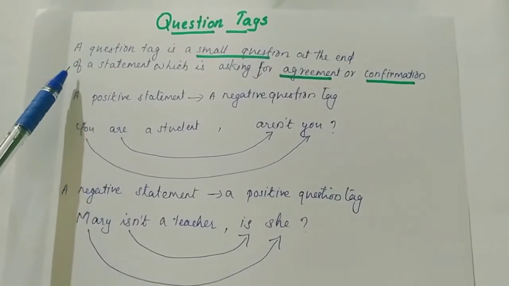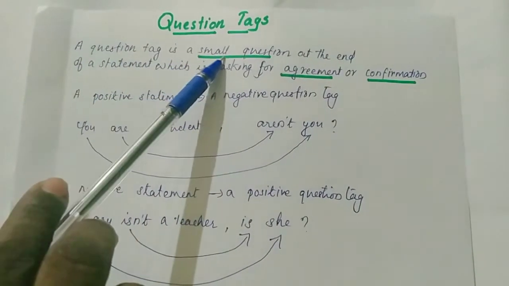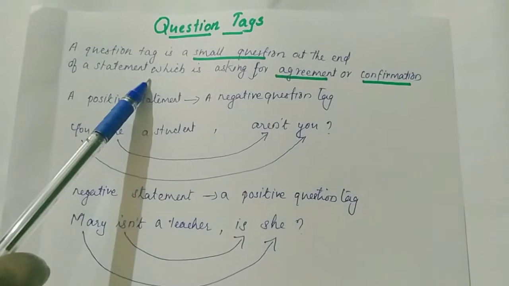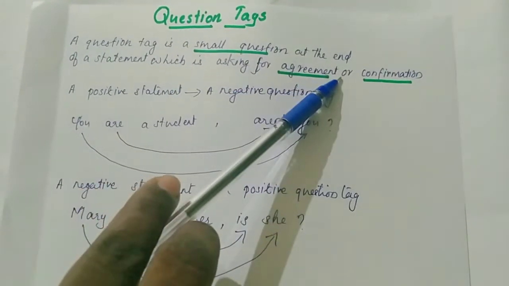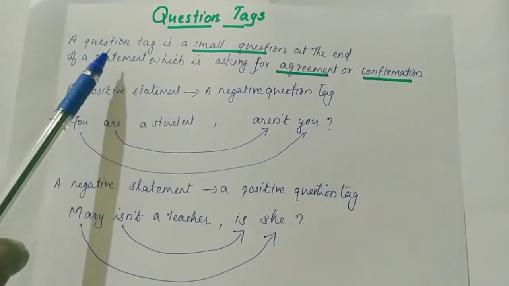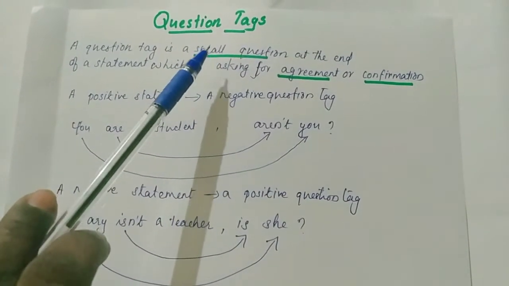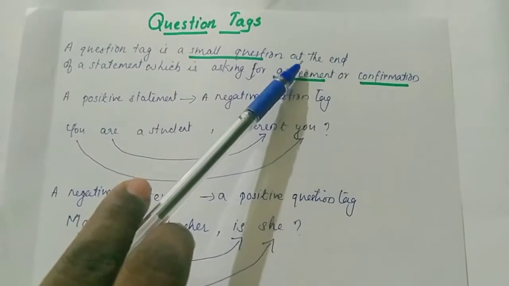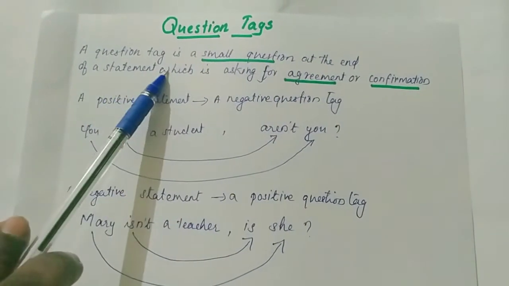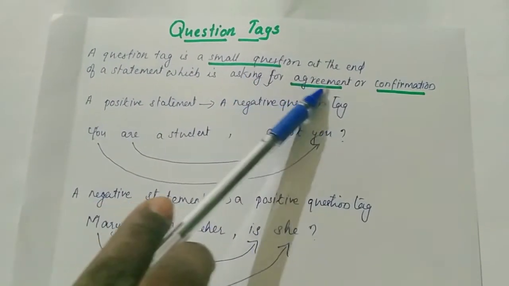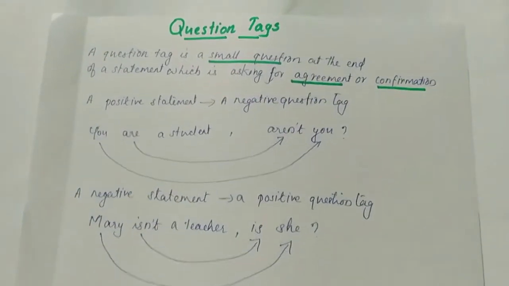What is a question tag? A question tag is a small question at the end of a statement which is asking for agreement or confirmation. It is a small question. It is a mini question having only two words, which will be added at the end of a statement, asking for agreement or confirmation.